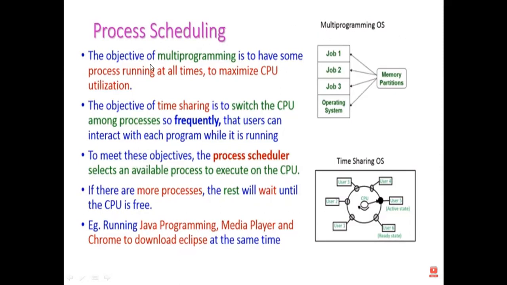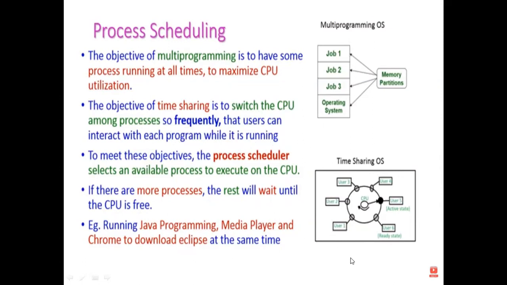The objective of multi-programming is to have some process running at all times in order to maximize CPU utilization. In the time-sharing operating system, the CPU frequently switches between the users. For both multi-programming and time-sharing, we require the process scheduler. The objective of time-sharing is to switch the CPU among the processes so frequently that the user can interact with each program while it is running.